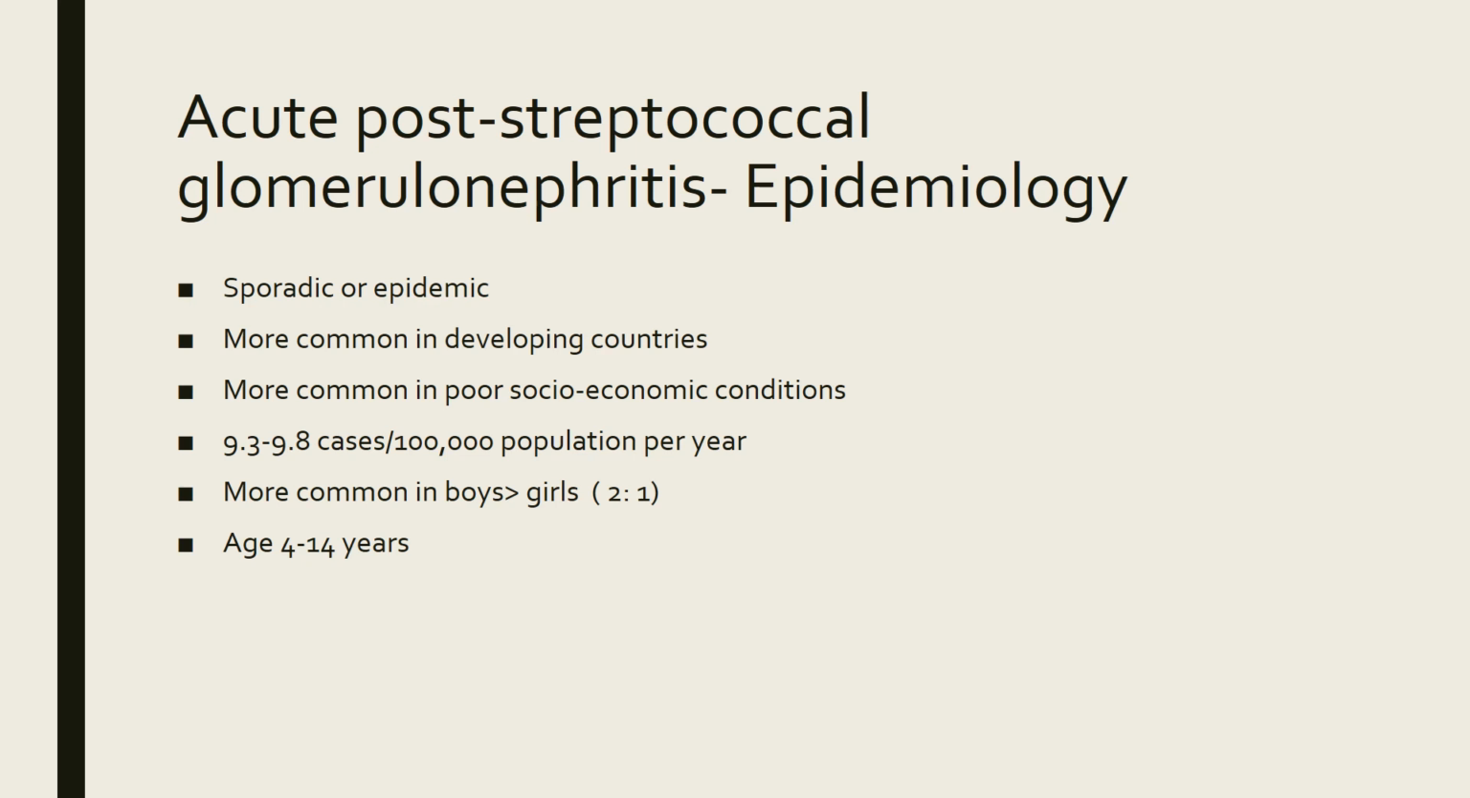Mostly it occurs as a sporadic thing, meaning that you suddenly just get one person, two people being affected in a community, whereas an epidemic occurs in large numbers at the same time in a closed community, in a camp, in a boarding school, in a college.